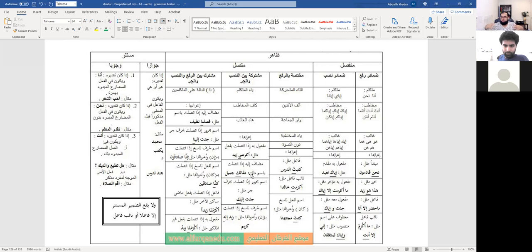And for the speakers, we use نا. We put نا separate because نا could be in the position of رفع or نصب or جر. تمام؟ ياء المتكلم, كاف الخطاب, هاء الغائب.